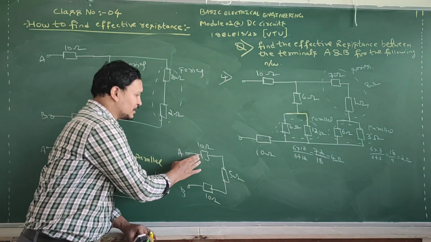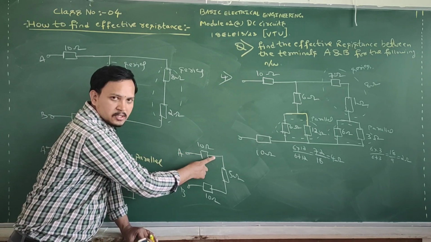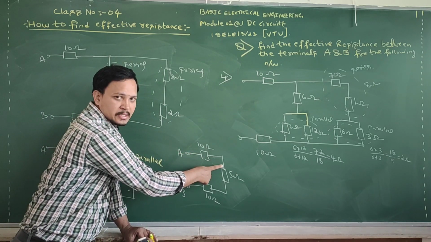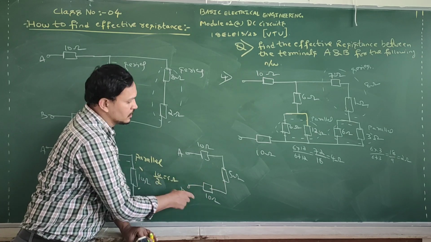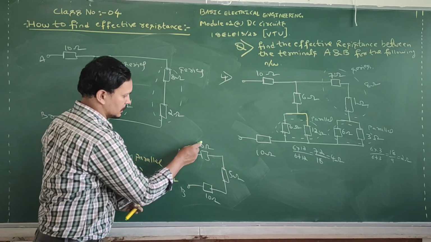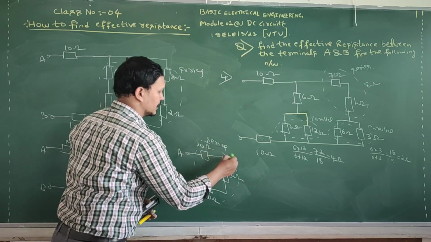Why? Because there is no disturbance for end to end connection. Finishing end of first resistor is connected to starting end of second. Finishing end of second resistor is connected to starting end of third resistor. So all are connected in series.